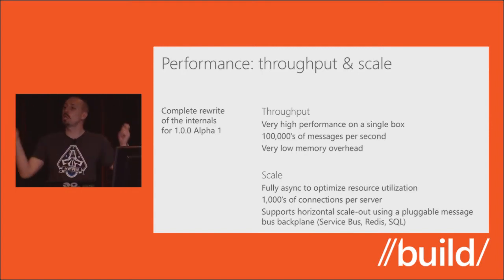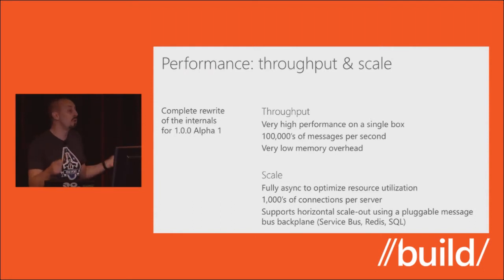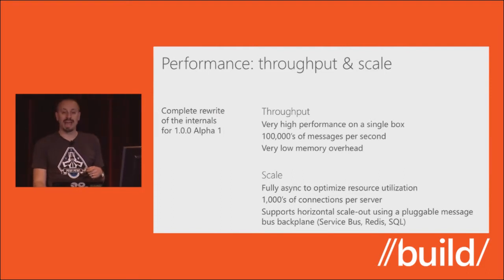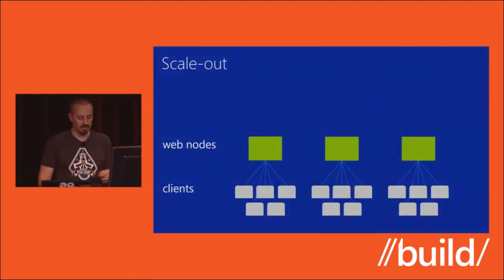And then when we need to go beyond one box, because we need to support more scale, or because we need fault tolerance, we do this horizontal scale out using a pluggable message bus backplane. And a PM wrote that line.